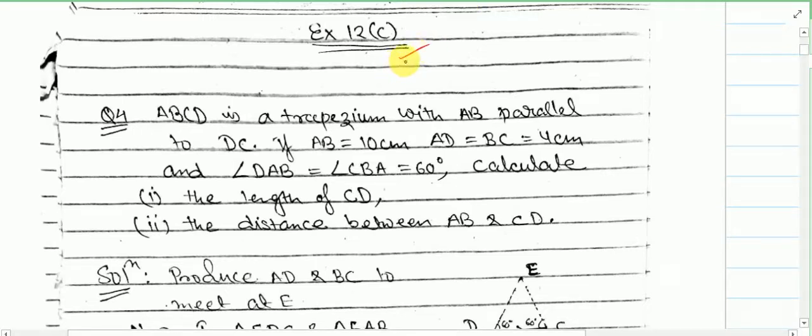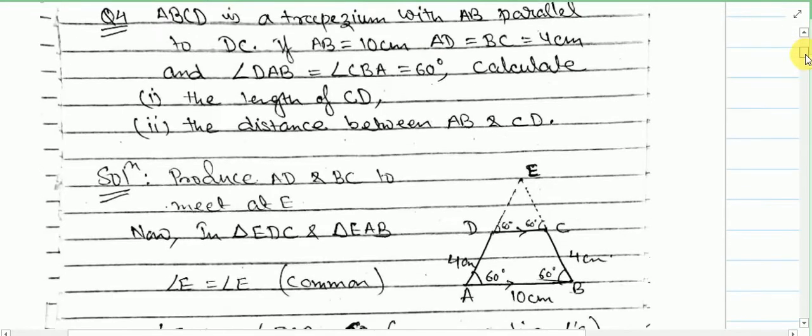Okay. So here from 12C, question number 4, it's saying that there is a trapezium ABCD with AB parallel to DC, and they are saying that if AB is 10 centimeter, AD is equal to BC equal to 4 centimeter, and angle DAB is equal to angle CBA equal to 60 degree. Then we have to calculate the length of CD and the distance between AB and CD.